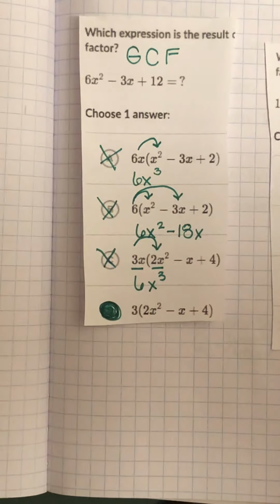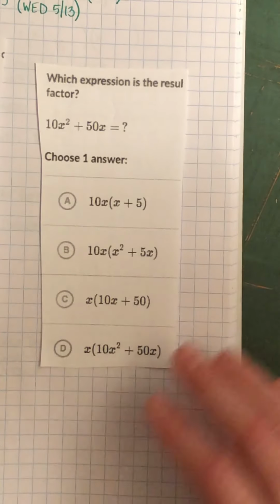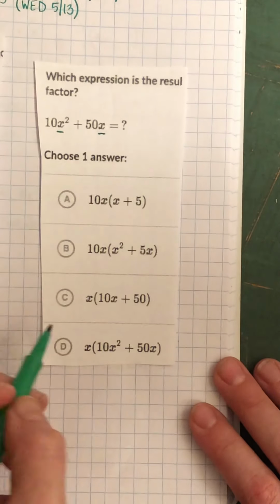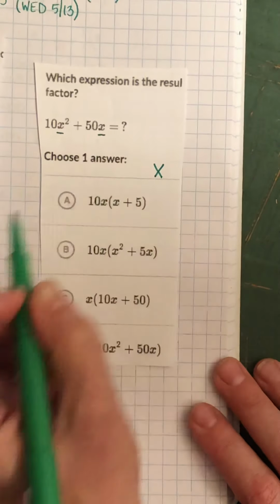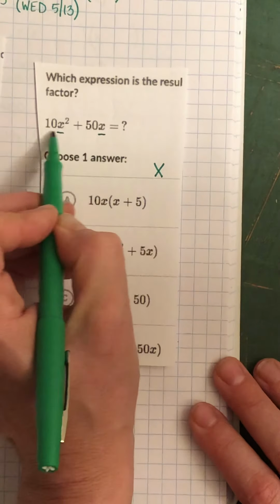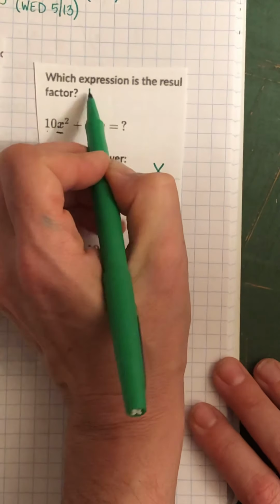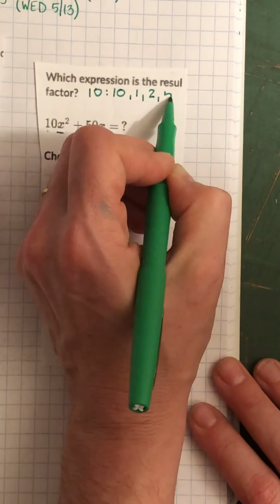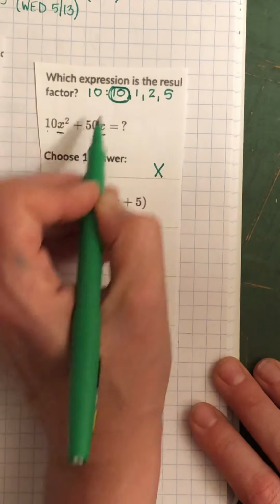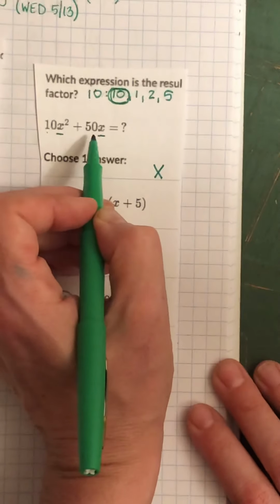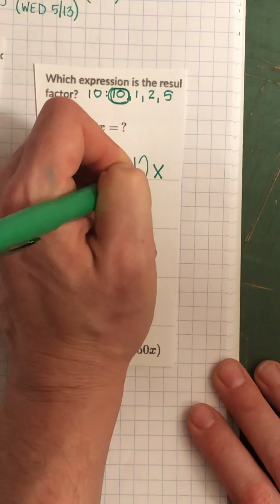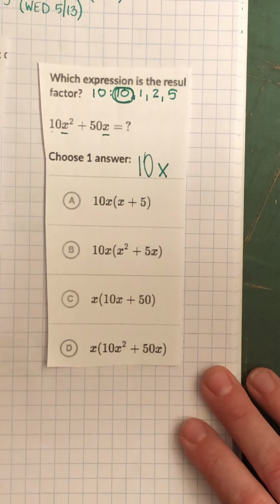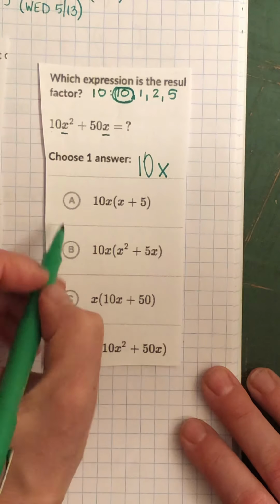Okay. I think the ones with the x's are the ones that were hard because these both have an x. So I definitely have to pull out an x. And then what's the biggest thing that these go into? Well, 10. The factors of 10 are 10 and 1 and 2 and 5. And the biggest factor is 10. Well, 10 goes into 50 and 10 goes into 10. So 10x is that GCF that they kind of talk about here that they're requiring. So I have to see which ones are 10x. So it's these two.